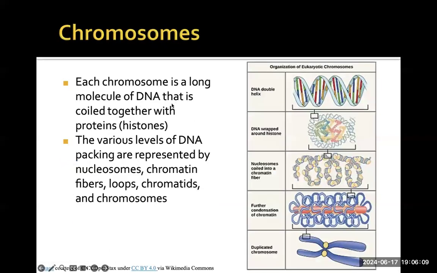Chromosomes, again, are long molecules of DNA that are coiled together around what we call histone proteins. So it looks like this in a double helical strand. Then you're going to start to wrap around this protein. And when you wrap a bunch of them around a protein, they start to coil up. And then eventually they're going to condense tighter and tighter until they reach this two-arm structure here.